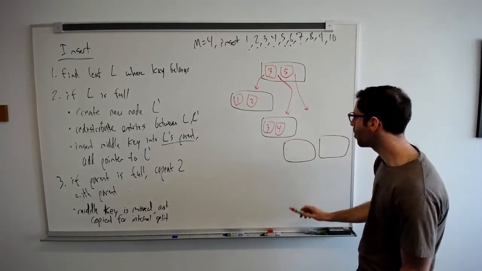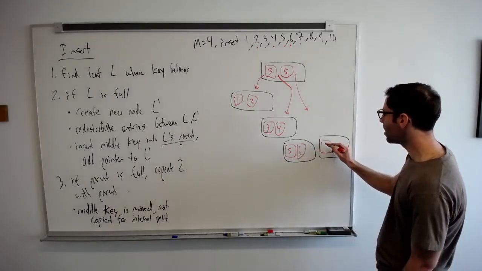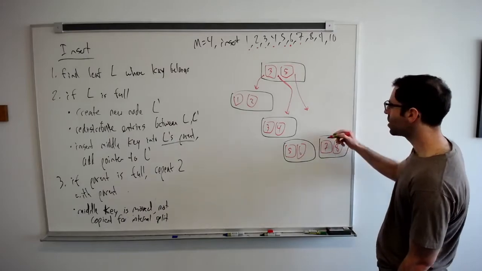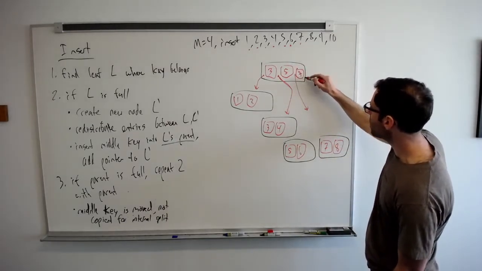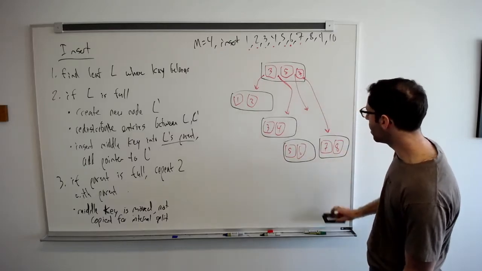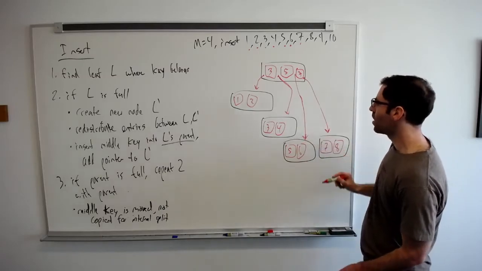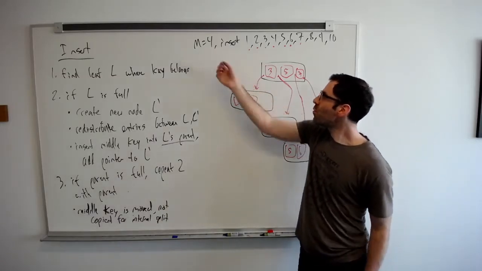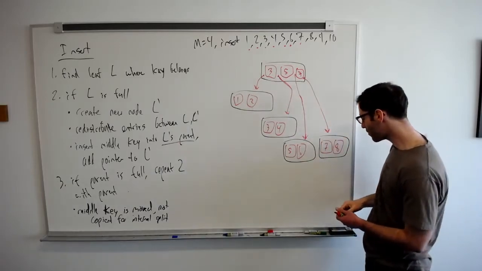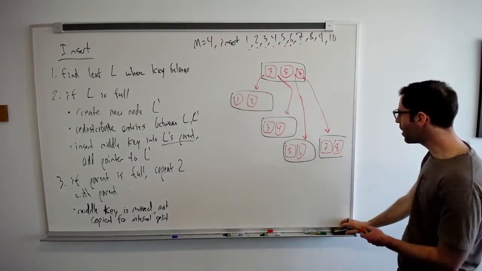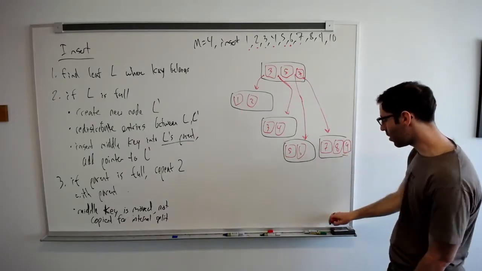And we have now 5 and 6, 7 and 8. We copy up the middle key. So we add 7, and we add a pointer to our new node. M equals 4 means nodes have at most 4 children, so our root is now full, which is fine for now. We insert 9. It fits in our leaf.